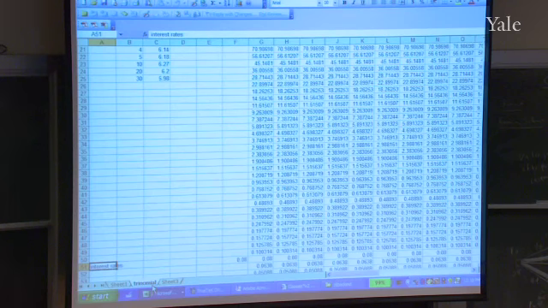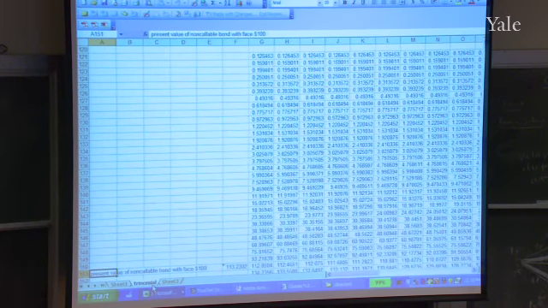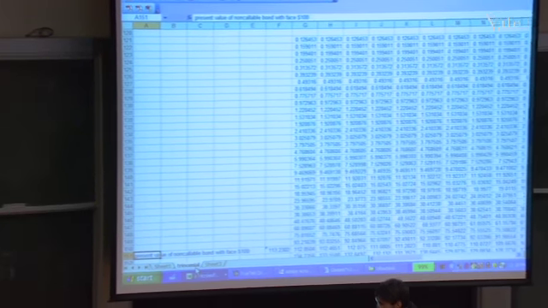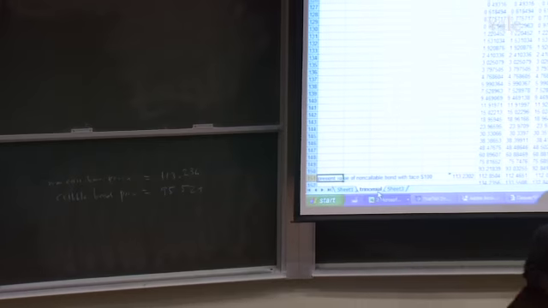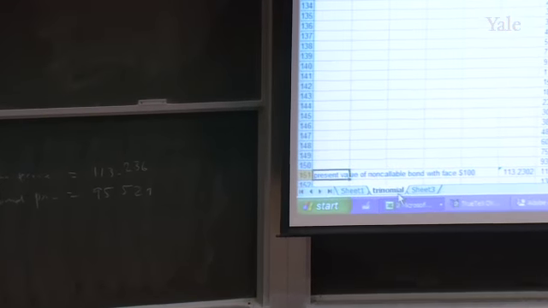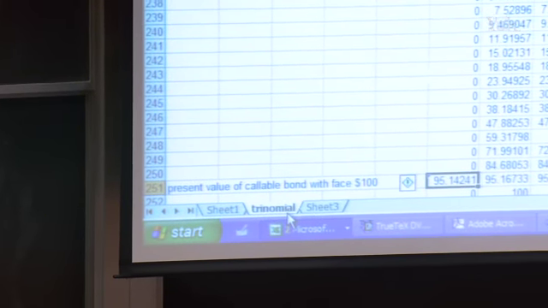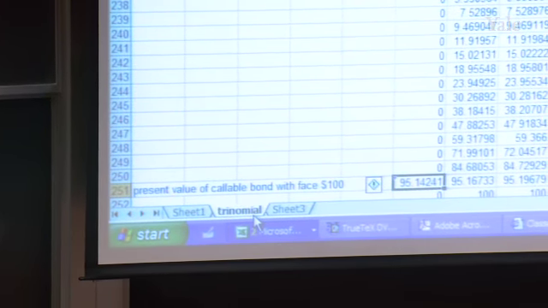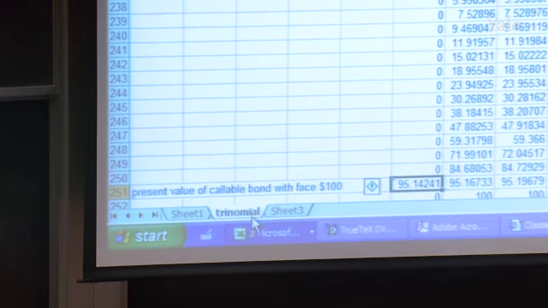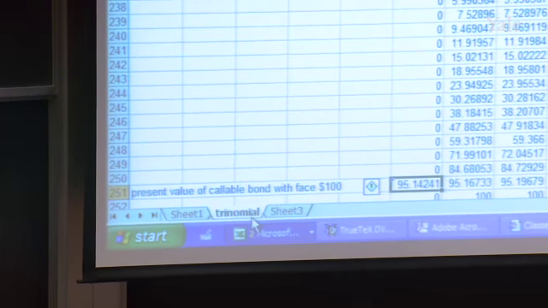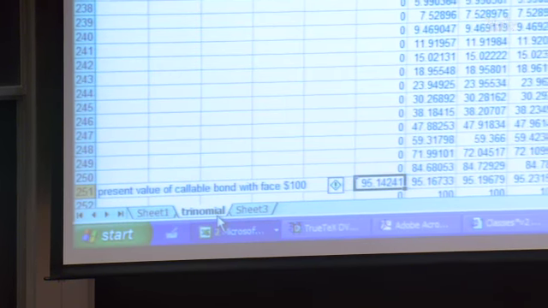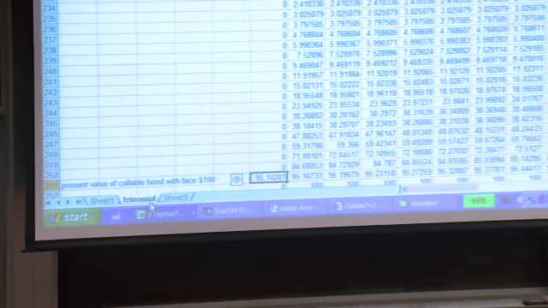So what happens to the price? The present value of the non-call bond is 113.230. And what was it before? 113.236. It's not so different. And if I look now at the value of the callable bond, it's 95.142. And what was it before? 95.529. A little bit different. So you can see that the trinomial gives you almost the same answer as the binomial.